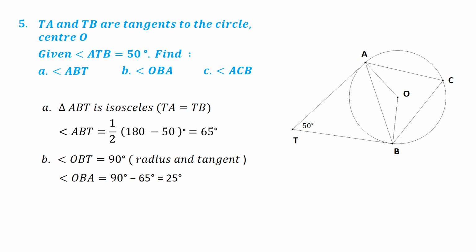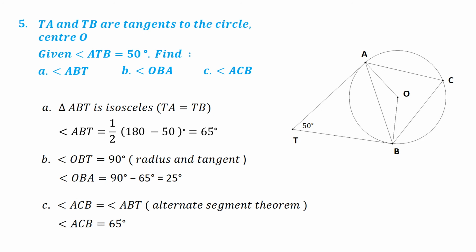Angle ACB equal angle ABT. Alternate segment theorem. Angle ACB equal 65 degrees.